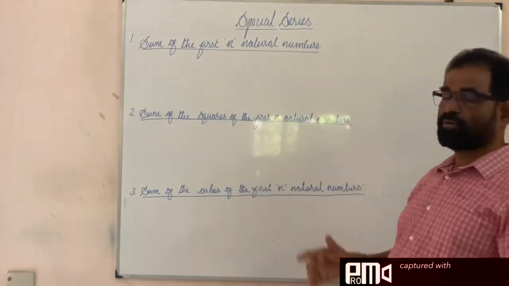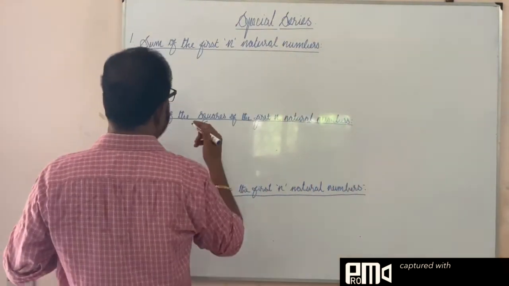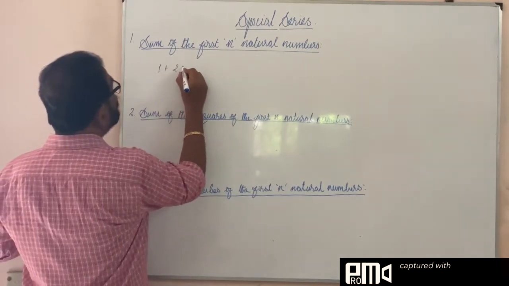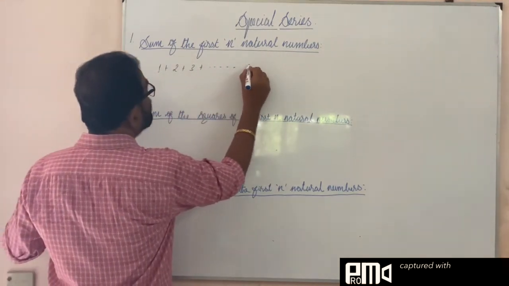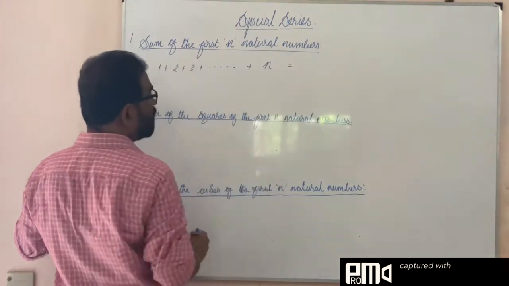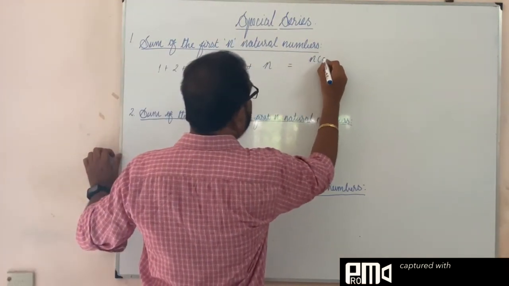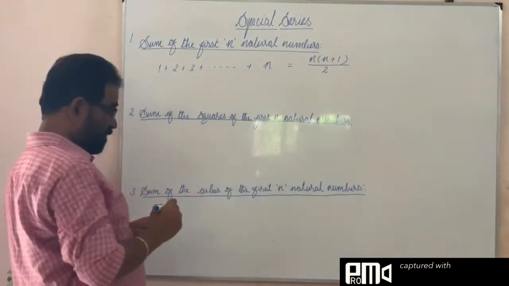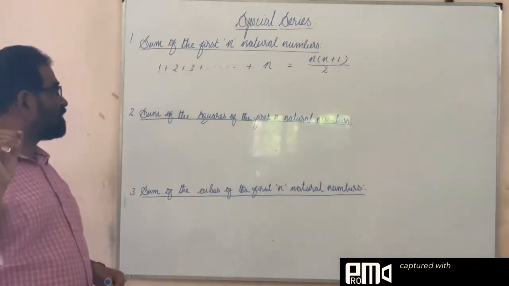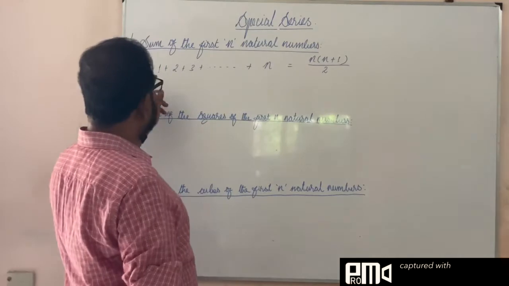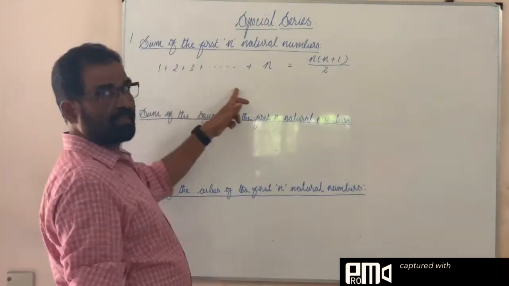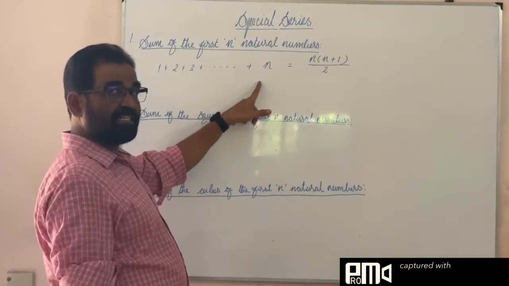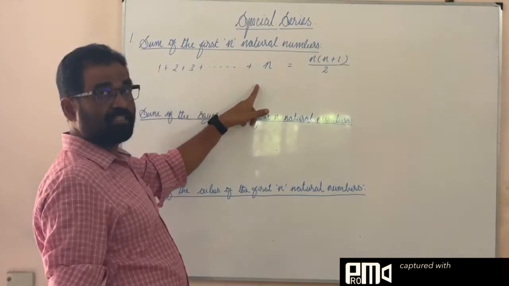Okay, sum of the first n natural numbers. It means 1 plus 2 plus 3 plus etc. plus n. And the formula is n into n plus 1 divided by 2. This is the formula to find out the sum of the first n natural numbers. You can see this is an AP, arithmetic progression, 1 plus 2 plus 3. This is an arithmetic series because we are taking the sum.